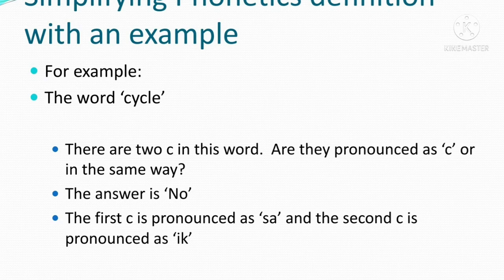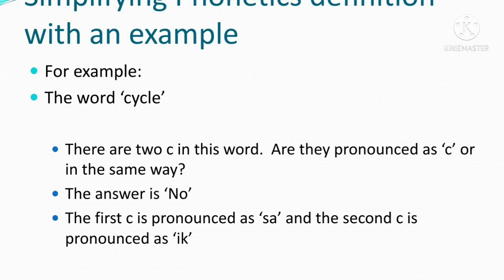Now on the screen there is an example, an attempt by me to further make you understand what is phonetics. Now for example, let us take a word called cycle, C-Y-C-L-E. Now there are two C's in this word, right? It starts with a C, and in the middle it has a C. That's a 5-letter word, and it begins with a C, and in the third letter it once again has the C.